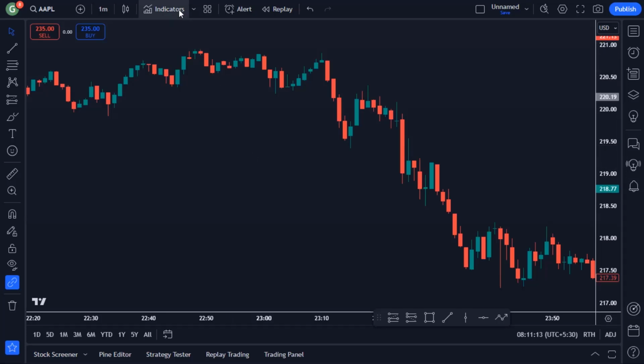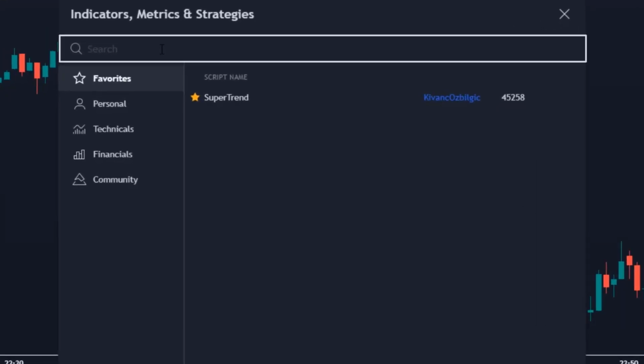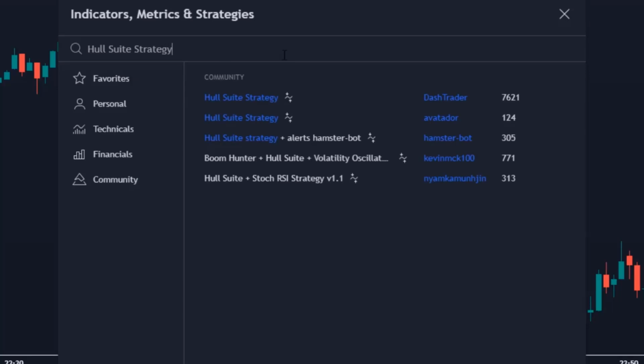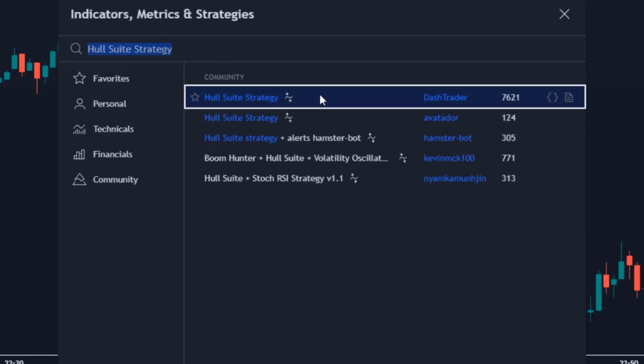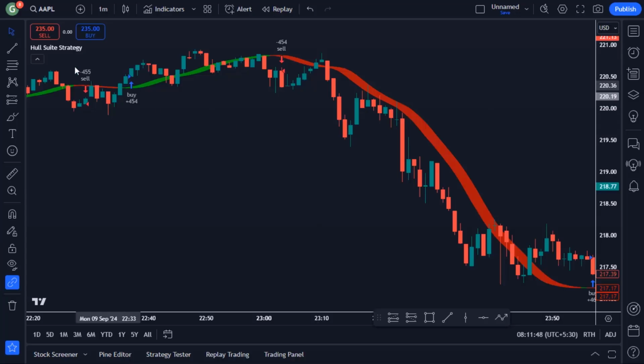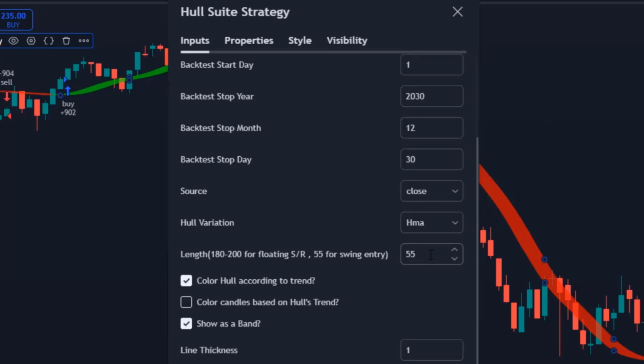Let us know and understand the trading setup. First of all, we will search the Hull Suite strategy in the search box of TradingView. After that, we have to click on the Hull Suite strategy option, in which we have to change some settings. We have to change this strategy direction option from long to all. We have to change this length option from 55 to 50.